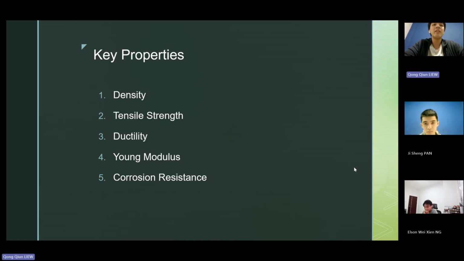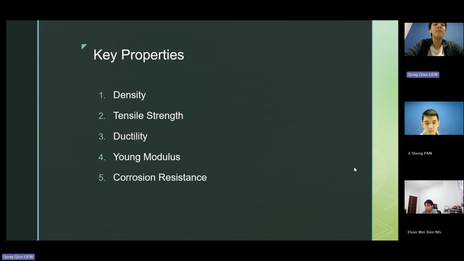The second property is tensile strength. This determines how much force the material can withstand before breaking. A high tensile strength is important because mountain bikes face impacts, bumps, and stretch from uneven trails. Next is ductility, which refers to the material's ability to deform without breaking suddenly. A ductile material can absorb impact energy, making the frame safer in case of crashes or heavy shocks.